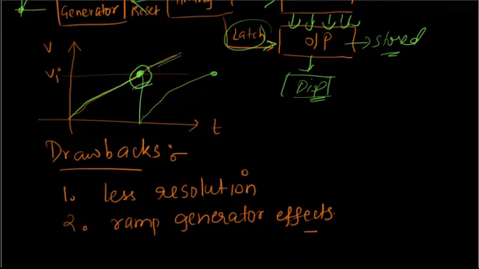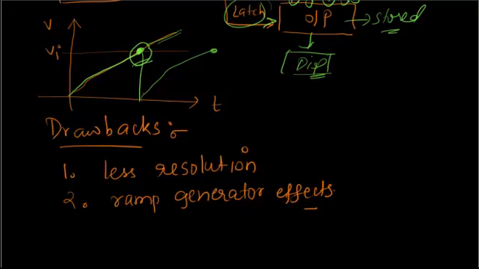Next, the drawbacks of this method are less resolution. What do you mean by resolution? Resolution is nothing but the smallest value of analog input that can be detected. So less resolution in the sense that very small values cannot be detected. The reason is that this ramp is not very accurate. You will see in the second drawback that this ramp has variations with temperature, with aging and all, so it won't be very accurate. Due to that, less resolution is also a problem. In the next lecture we'll discuss the other methods.